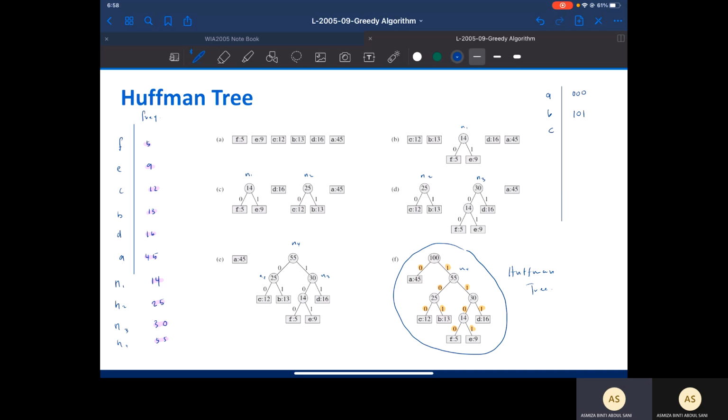And then C, 1, 0, 0. For D would be 1, 1, 1. For E would be 1, 1, 0, 1. And for F would be 1, 1, 0, 0.